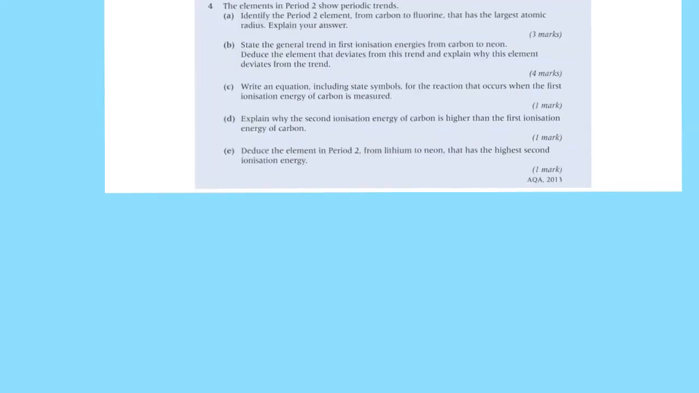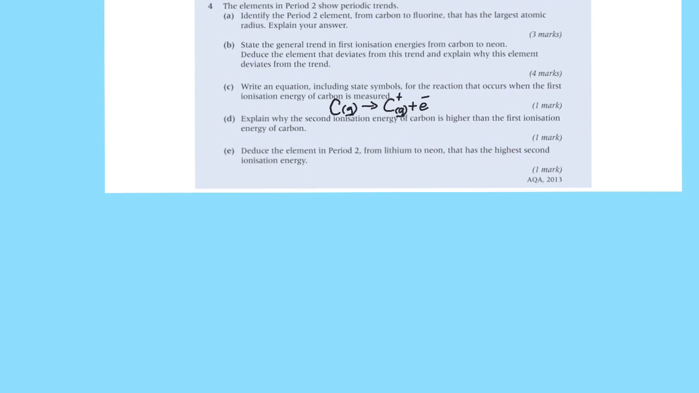So now we're going to look at this question here. C, an equation including state symbols for the reaction that occurs when the first ionisation energy of carbon is measured. That's quite simple, because that's 1 mole of carbon atoms in the gaseous state losing electrons to form 1 mole of positively charged carbon atoms. It's really important you put the state symbol.